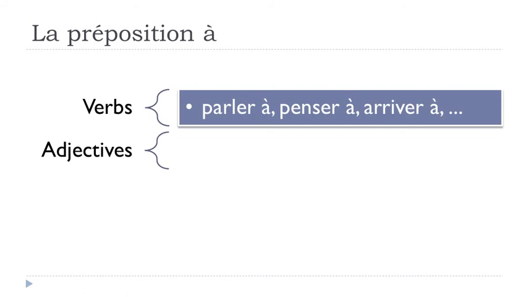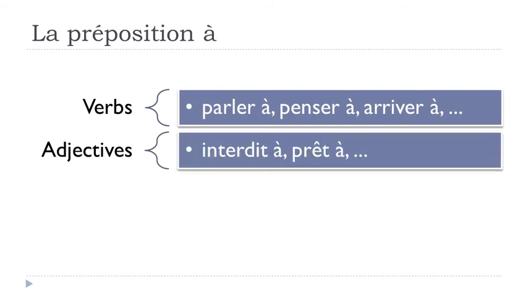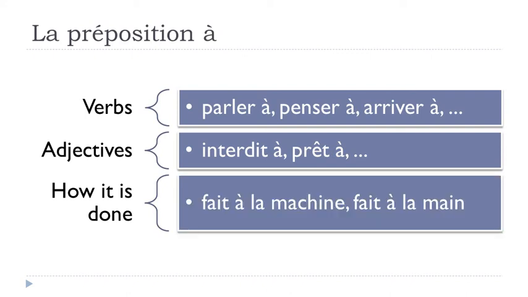Okay, so same thing, you can combine this preposition à with adjectives. For instance, interdit à, or then prêt à. Interdit, it's forbidden. Prêt, ready. So in that case, you should combine these adjectives with the preposition à. Okay, so it's possible to use this preposition à when you want to express how it is done. So for instance, when you want to say that it's been machine done, or handmade, you use this fait. So faire is to do, but then in that case it would be done. Fait à la machine, fait à la main.